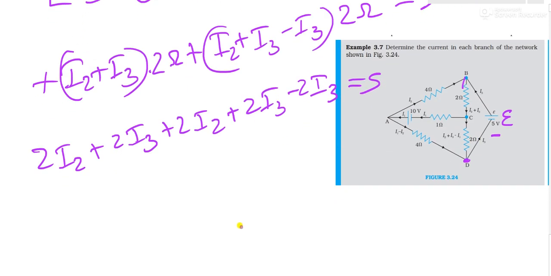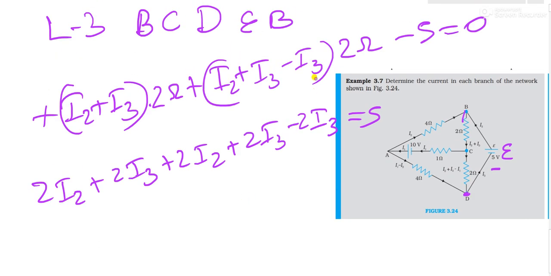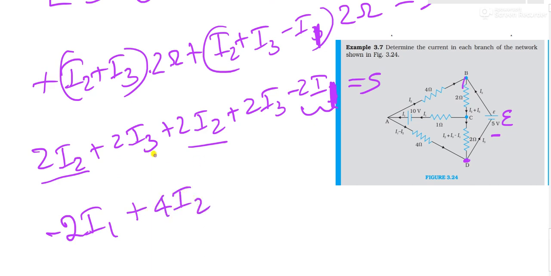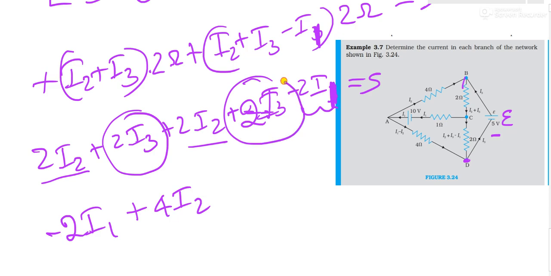Okay, so now we'll see where is I1. This is I1, sorry, this is I1. Okay, now I'll be doing minus 2 times I1. This I wrote in the beginning. So 2 and 2 will give 4 times I2. This and this, sorry, it's going to be 2 times I3. This and this together will give 4 times I3 is equal to 5.